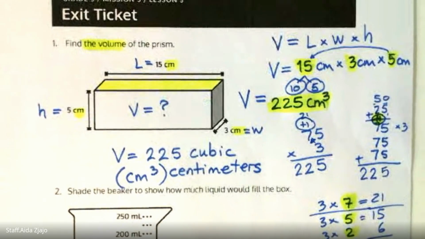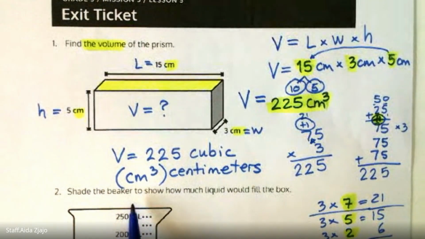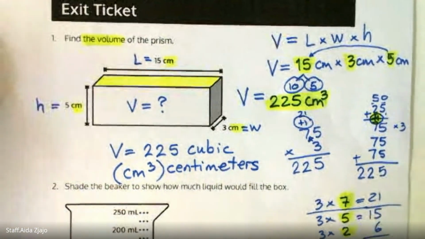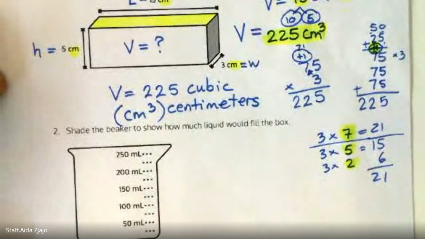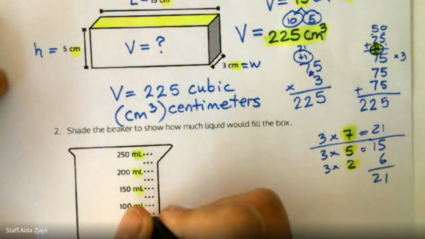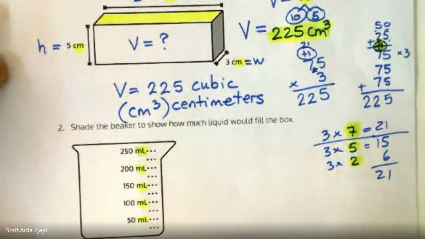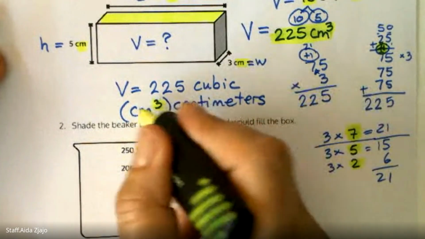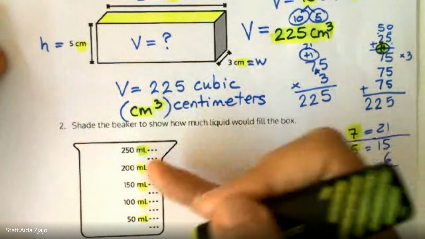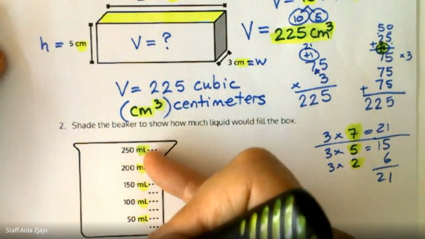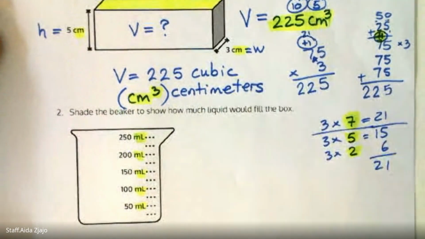Now they ask us to do this. Shade a beaker to show how much liquid would fill the box. So the kids need to know that these units are milliliters for liquid, and it's proven that 1 cubic centimeter is the same as 1 milliliter. So it's good to know that.